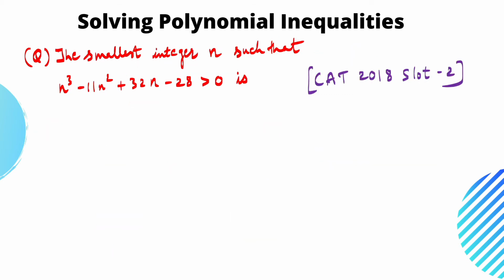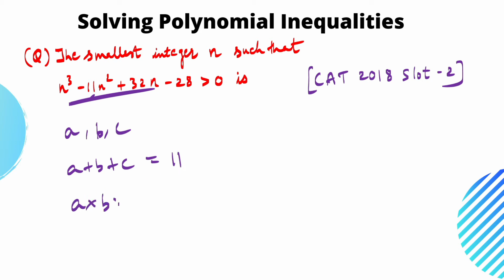The smallest integer n such that the expression is greater than 0 is. This appeared in CAT 2018 slot 2. If you observe this expression, the roots can be taken as a, b, c, right? If we assume these three as roots, then the sum of these roots, a plus b plus c, must be equal to 11, right? 11.